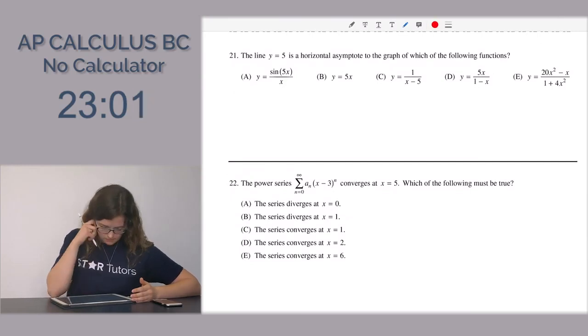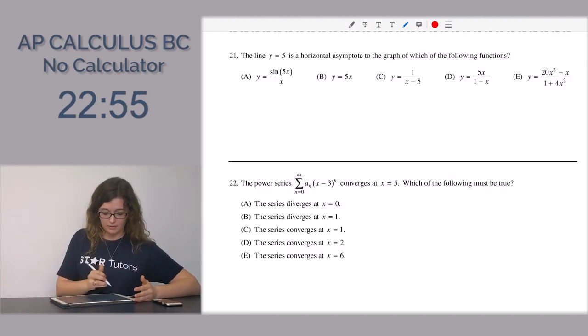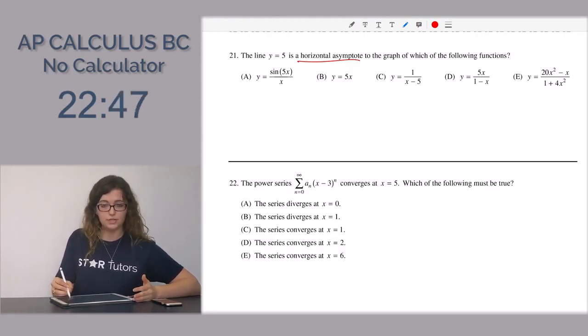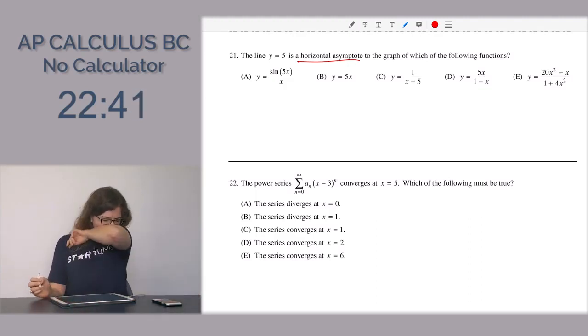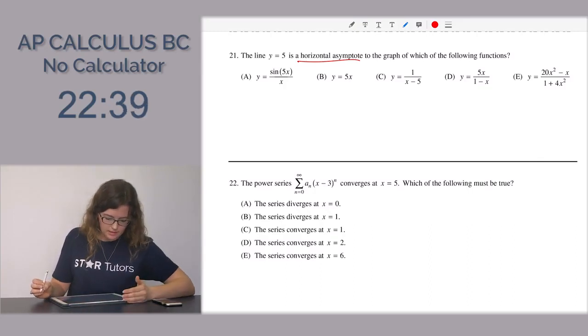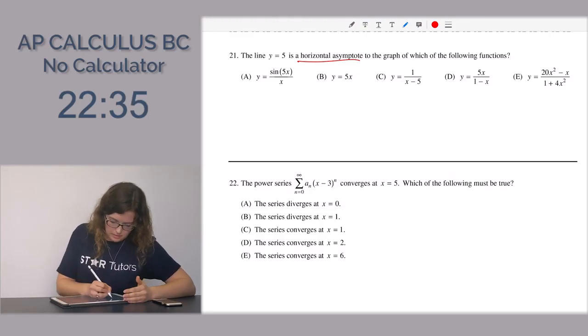21. The line y equals 5 is a horizontal asymptote to the graph of which of the following functions? Oh, much better question. Horizontal asymptote just means you have to take the limit as x goes to infinity of the function. So I'm saying the limit as x goes to infinity of which of these 5 functions is 5. That's all I want to know. The limit of the first one is not going to end up being 5.